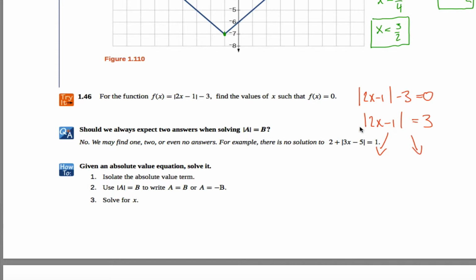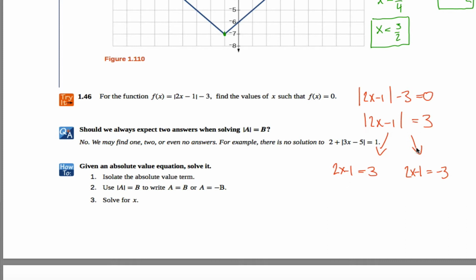And the way I'm going to do that is I'm going to think about how could this equation be true. Really, what would 2x minus 1 have to be to make this equation true? Well, 2x minus 1 could be equal to 3. That would make this equation true, because if 2x minus 1 were equal to 3, then I take the absolute value of 3, and sure enough, that's 3. But that's not the only way this could be true. That 2x minus 1 could also be equal to negative 3, because the absolute value of negative 3 is also equal to 3.